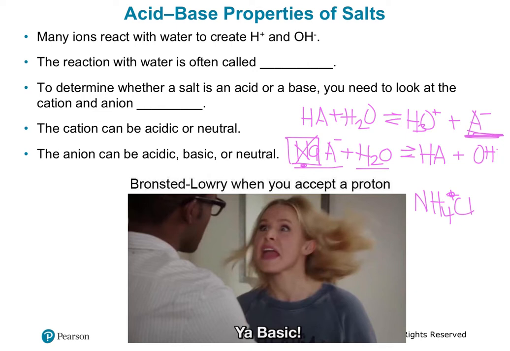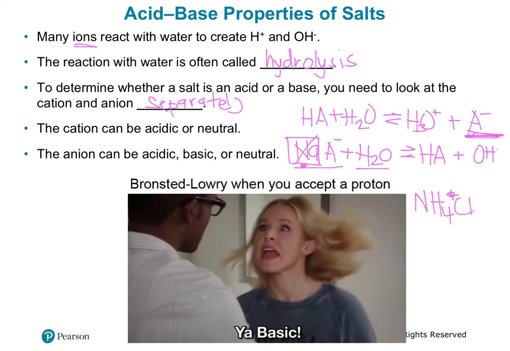When some ions react with water, they create hydrogen or hydroxide. That is called hydrolysis. Hydro meaning water and lysis meaning breaking, so breaking up water. To think about whether a certain ionic compound or salt is acidic or basic, we want to look at the cation and the anion separately to see what they will do, if anything, to the water. How will they break up water?